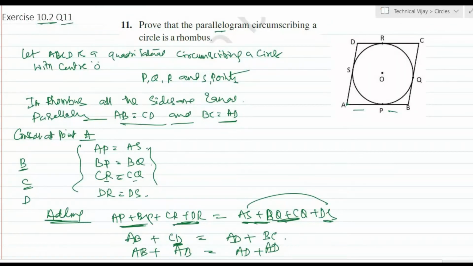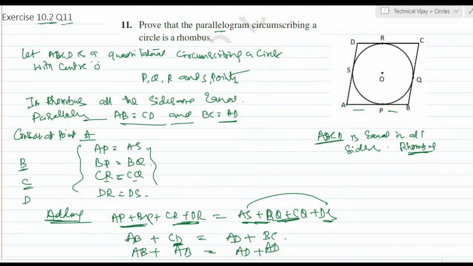AB is equal to AD means, see here, AB, this side is equal to this side. So when this side is equal to this side, this side is also equal to this one, and this is also equal to this one. So hence this is a rhombus. So hence this ABCD is equal in all sides. In all sides are equal. So hence it is a rhombus.